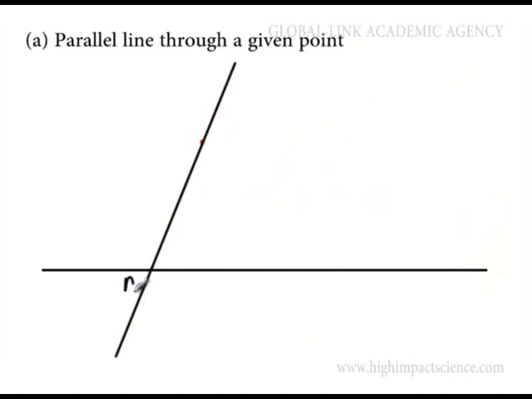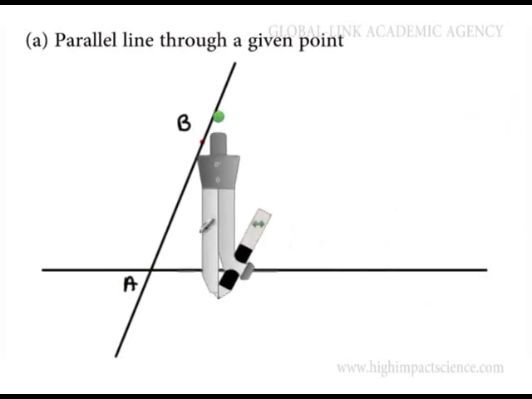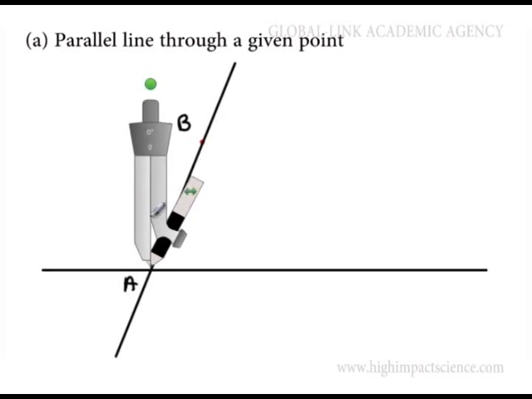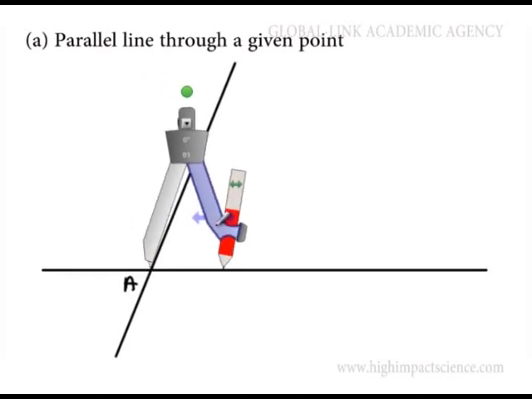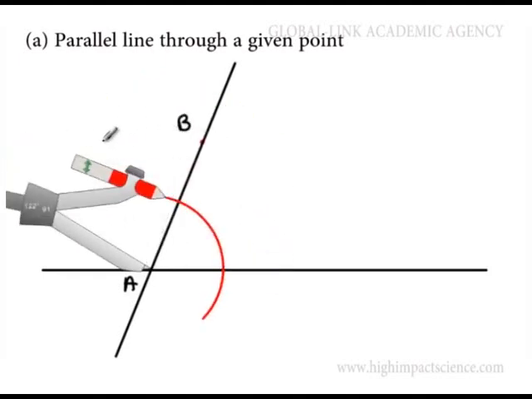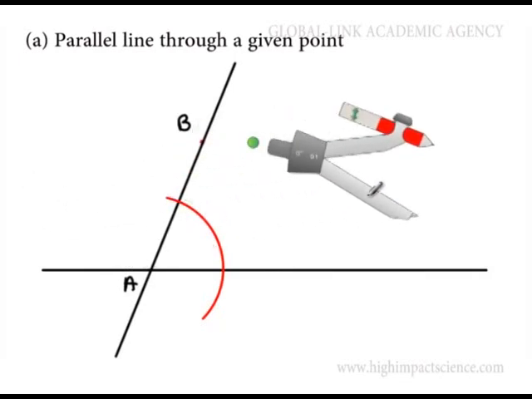Let's have this point as A and this one as B. And so basically we want to reproduce angle A at point B. Place the compass at point A. Open it and make an arc that intersects the 2 lines. You can label these intersection points C and D.